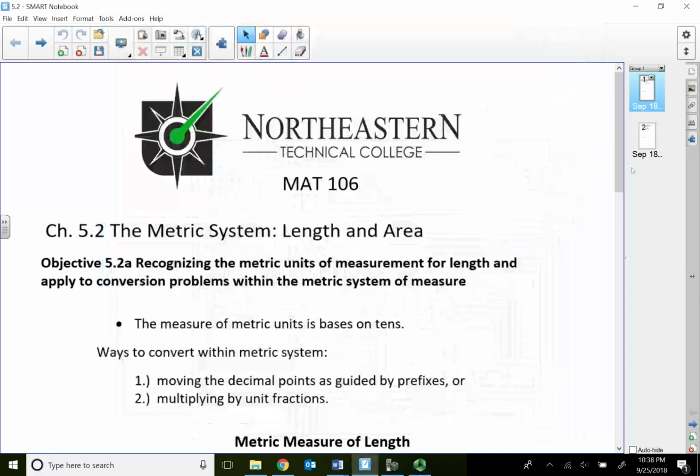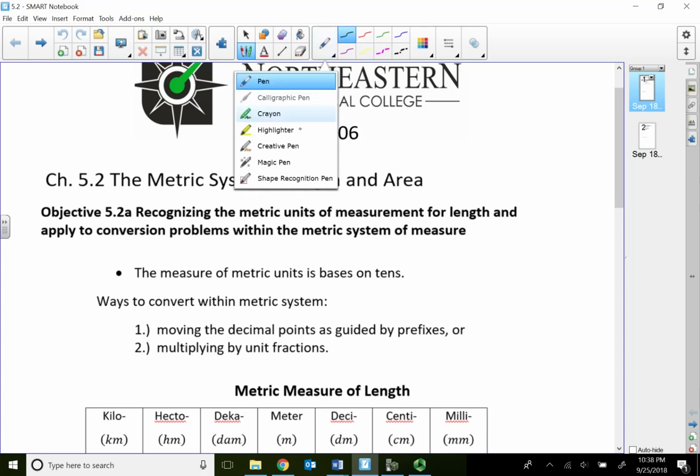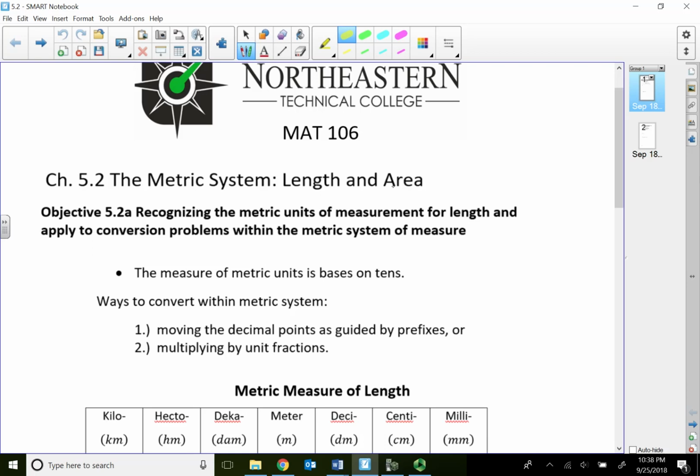All right, welcome to Module 5.2, the metric system. This section in Module 5 talks about the metric system for length and area. In this video, we're going to take a look at the metric system of length. The next part will be about area for metric. So this is recognizing the metric units of measurement for length. Metric units for length. Okay.